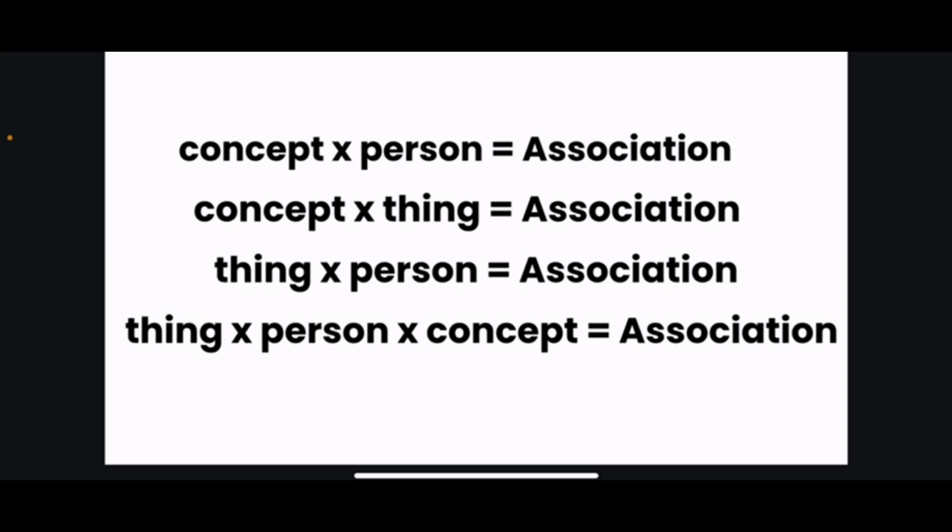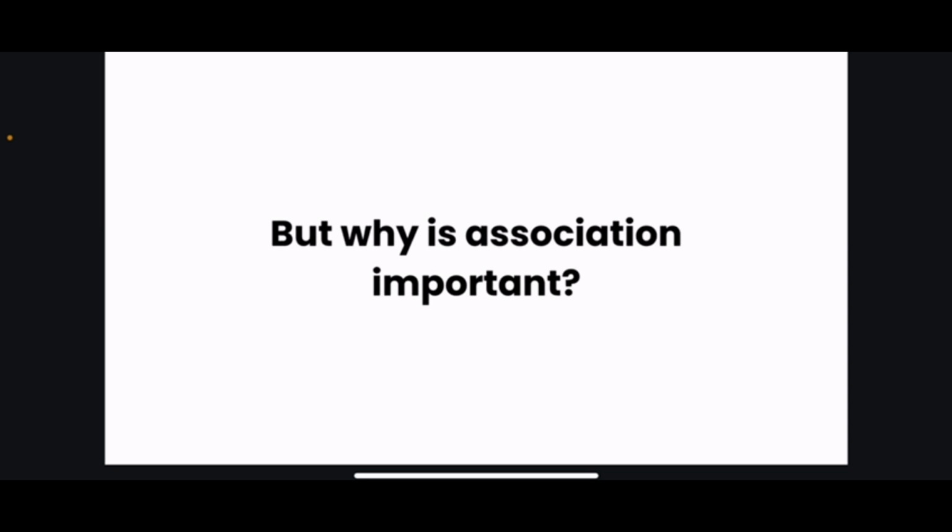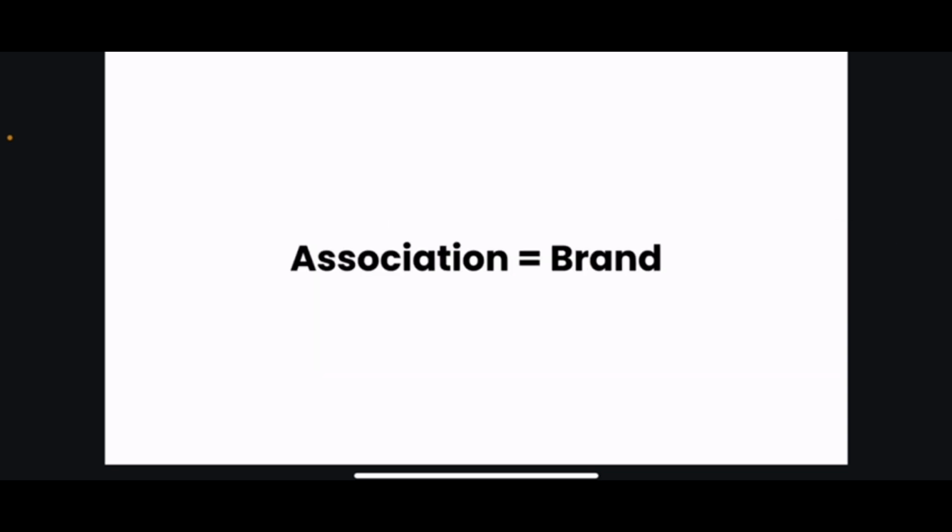But there are 4 ways you can do association. You can use a concept and a person. You can use a concept and a thing and a person, or a thing, person, and concept. It works in all 4 scenarios. Now, why is association important? Association equals brand.